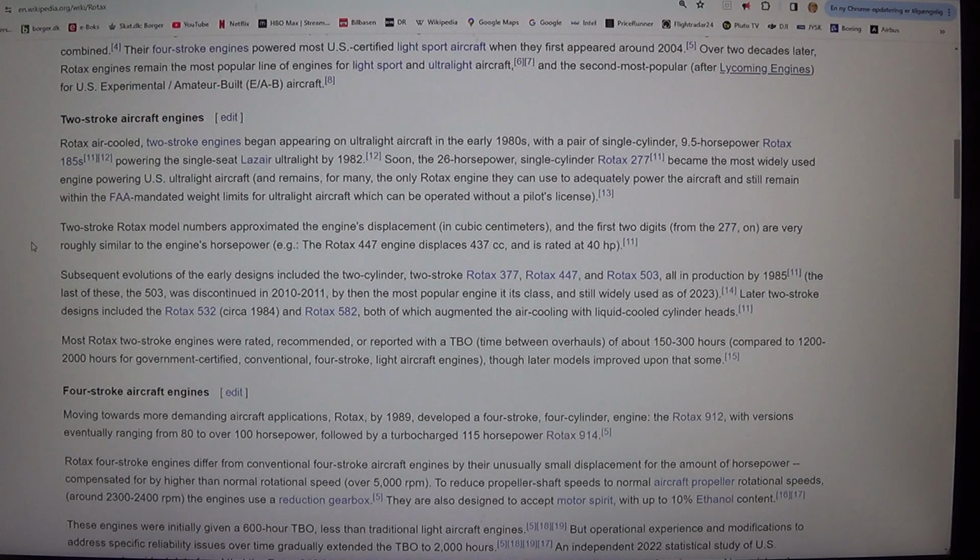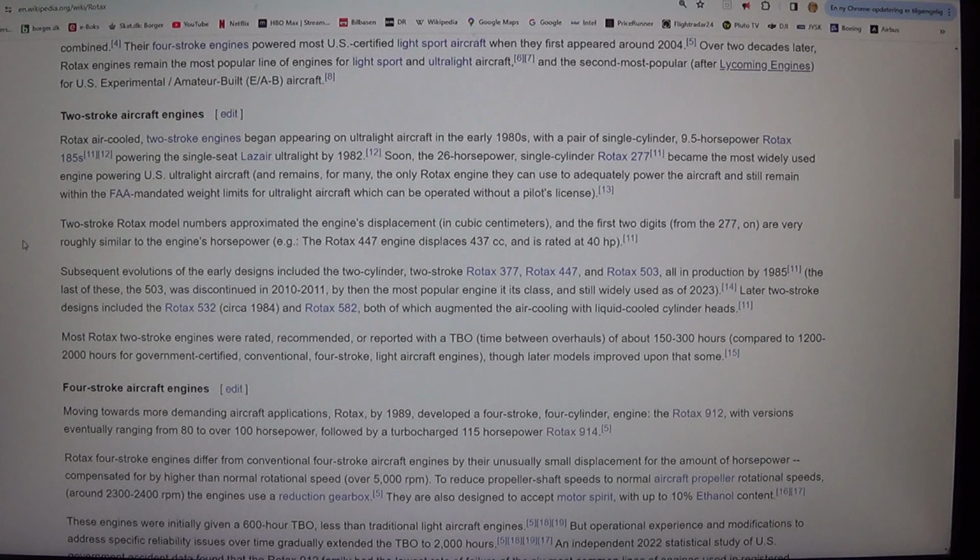Two-stroke Rotax model numbers approximated the engine's displacement, in cubic centimeters, and the first two digits, from the 277 on, are very roughly similar to the engine's horsepower. For example, the Rotax 447 engine displaces 437 cc, and is rated at 40 hp. Subsequent evolutions of the early designs included the two-cylinder, two-stroke Rotax 377, Rotax 447, and Rotax 503, all in production by 1985.